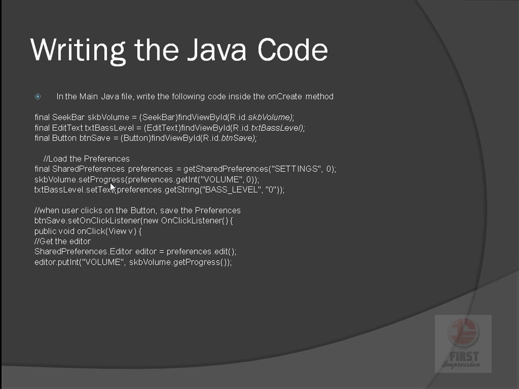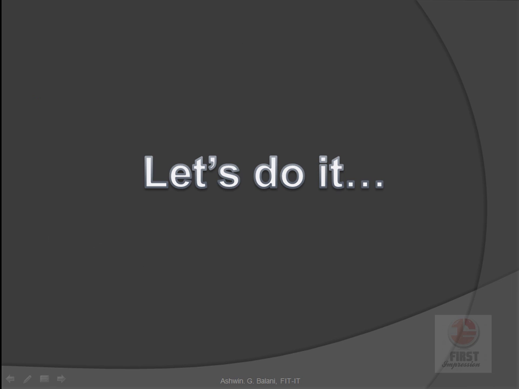When you say set progress, it sets the progress. When you say get progress, it gets the progress. Then similarly we will say editor.putString. The base level is the key, and we get the base level from txtBaseLevel.getText().toString(). Then we can straight away say editor.commit. As soon as we say editor.commit, it saves all the changes that you have made inside the preferences into the shared preferences memory. Then we can straight away close the bracket.